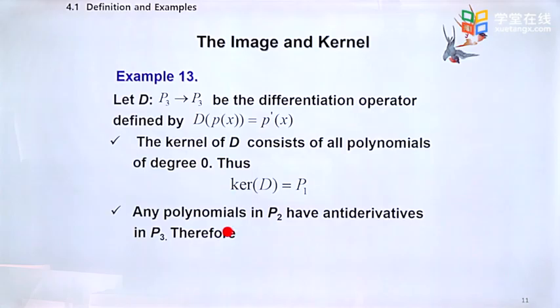And any polynomial in P2 has an antiderivative in P3. Therefore, we know D(P3) just equals P2. So this contains all the polynomials of degree less than 2.